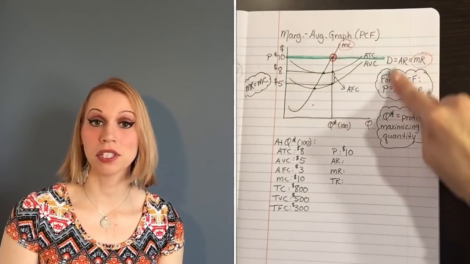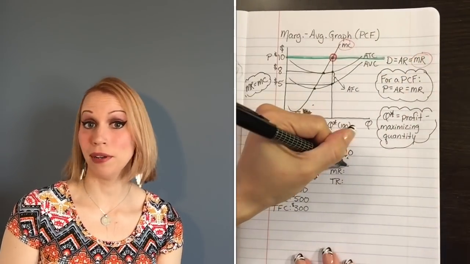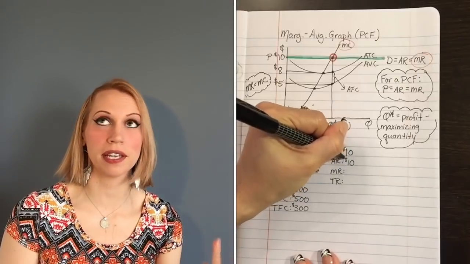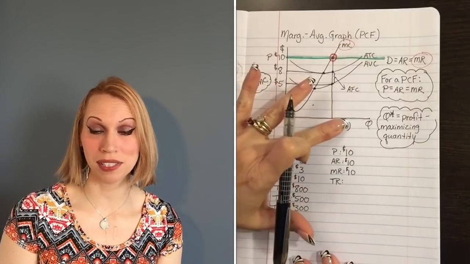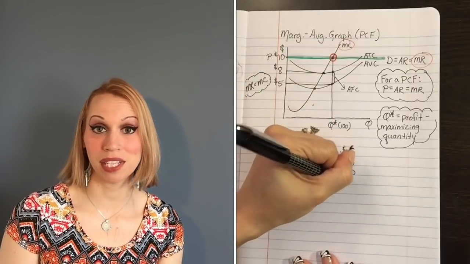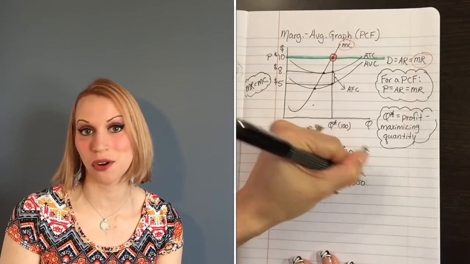Our last revenue term is total revenue. Well, we know how to find total revenue. We've been doing it for like ever. It's price times quantity. Price is $10, quantity is 100, so 10 times 100 is $1,000 in total revenue.